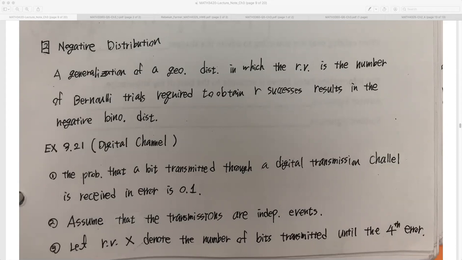It means the probability that we get four errors. Give me a second, I need to look at the examples. Yeah, so P of X equals 10 means the probability that exactly 3 errors occur in the first 9 trials, and then on the last trial, the 10th trial, we get the fourth error. That's the meaning of P of X equals 10. And then we need to find P of X equals 10.